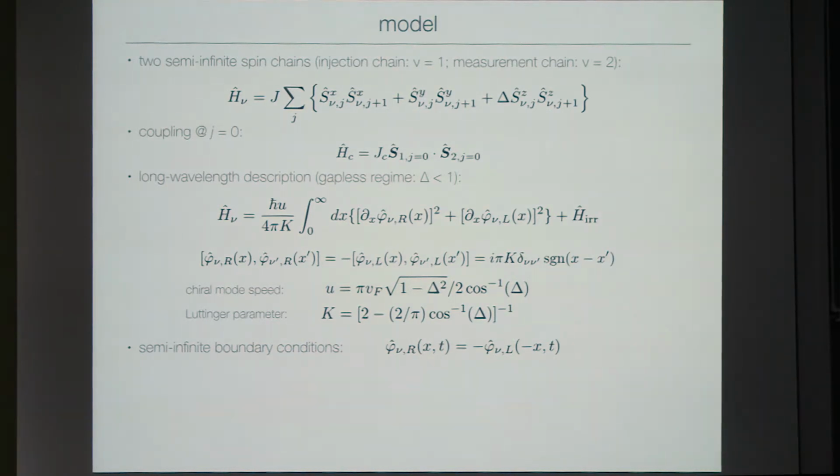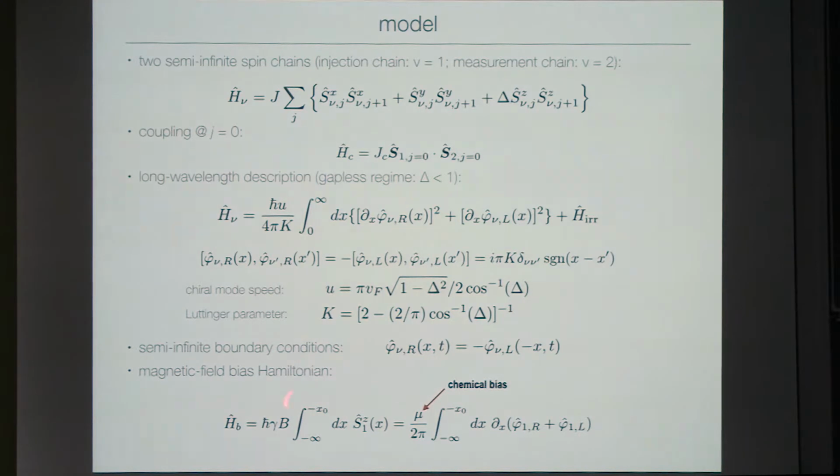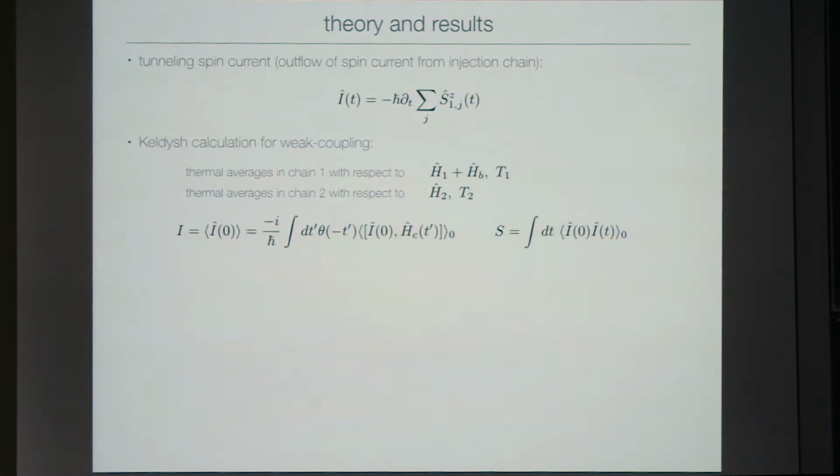And I can impose the semi-infinite boundary condition by applying boundary conditions properly on the bosonic operators. And then I can model the magnetic field bias by including this kind of term, an effective chemical potential, which couples to the Z component of the spin. So the theory is that what I want to consider is the spin current and the noise that's tunneling across the two spin chains.